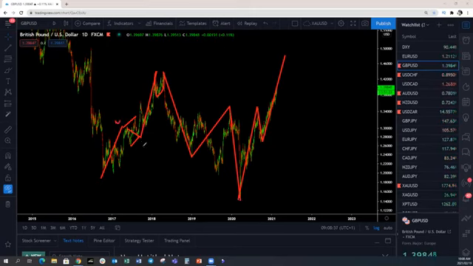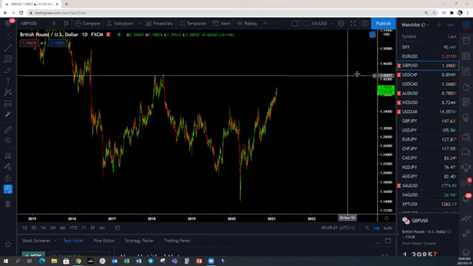So you've got WXY here, you've got ABC there, and here looks like we're getting another WXY corrective structure. So internally here, we may get another pullback on the pound pairs before pushing to the upside, similar to what we had here with this structure. Okay, so if you see a deeper pullback, it's an opportunity to get the last leg to the upside on the pound. That is, if it gives us that opportunity.